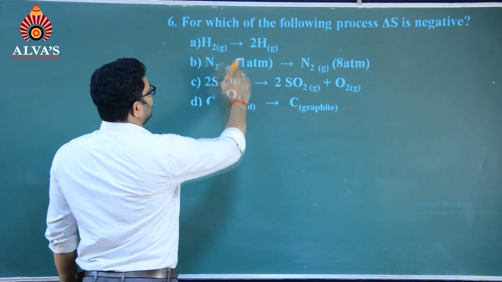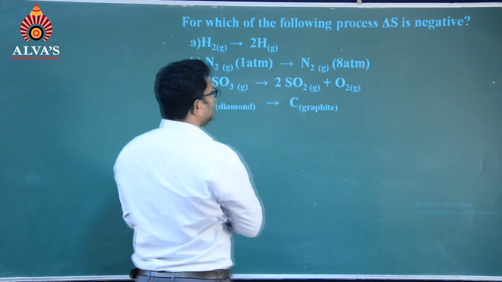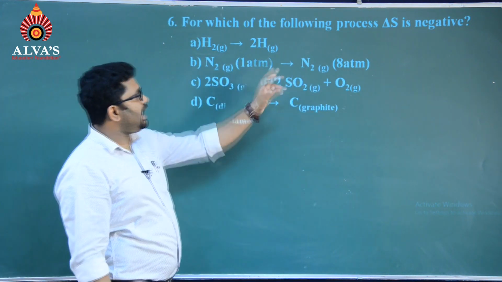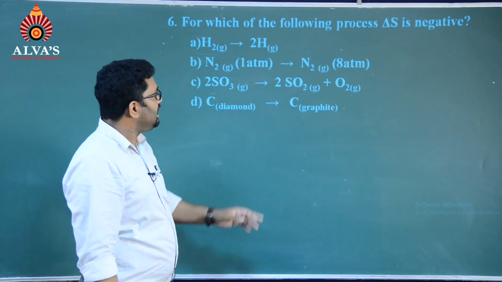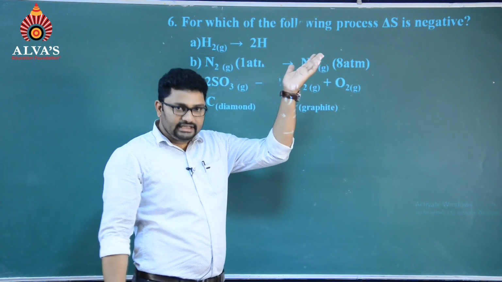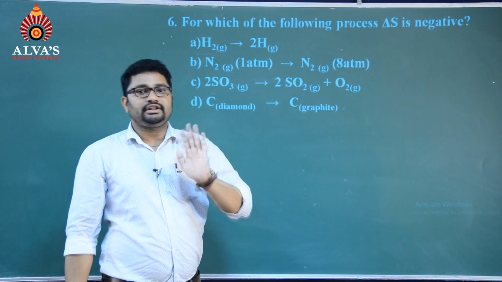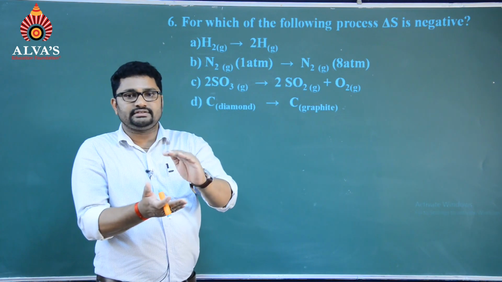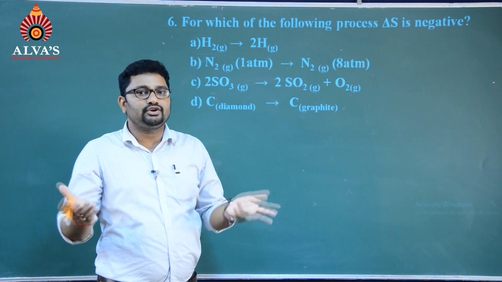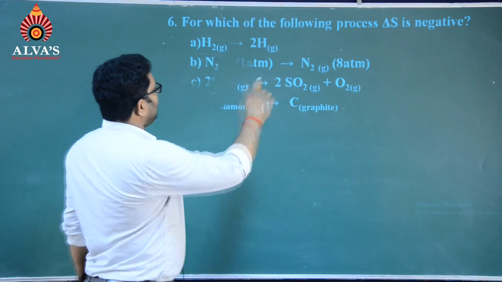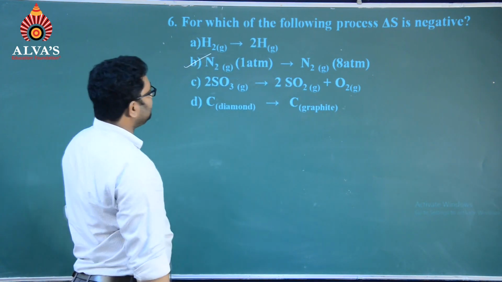Nitrogen at 1 atmosphere, nitrogen at 8 atmosphere. Both of them have 1 mole of nitrogen, meaning as pressure increases, volume is reduced. As volume decreases, randomness decreases, so entropy will be negative. The answer for the question is B.